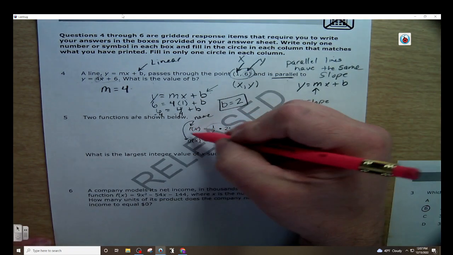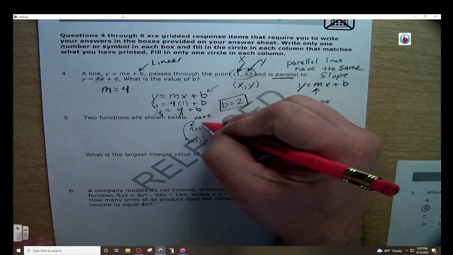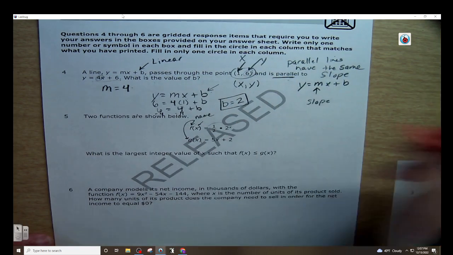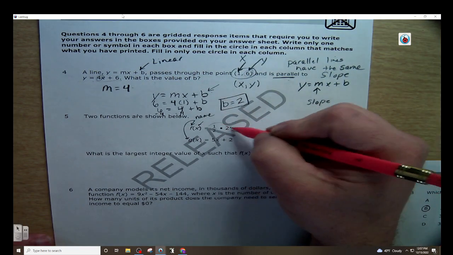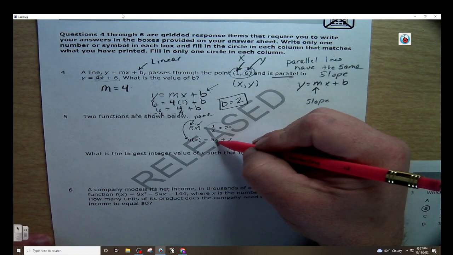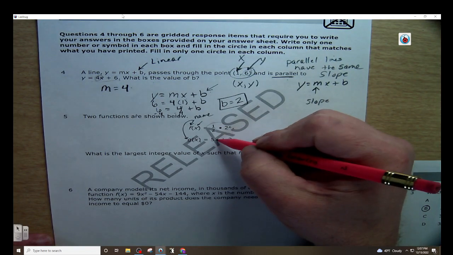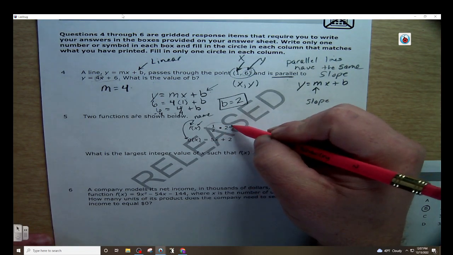There's no work to be done here. That's just a name. X is the variable being used. X is being used as a variable in both of these equations. This is the function g. That's the function f. X is being used as the independent variable.